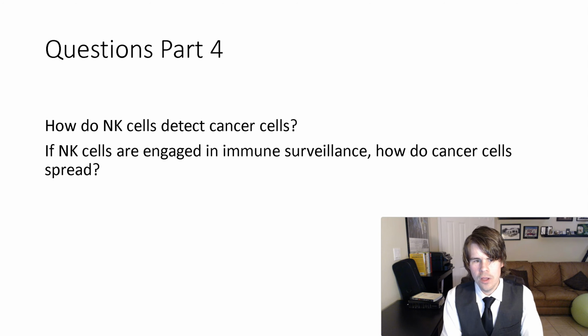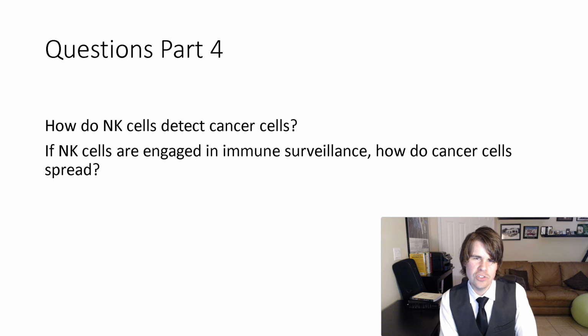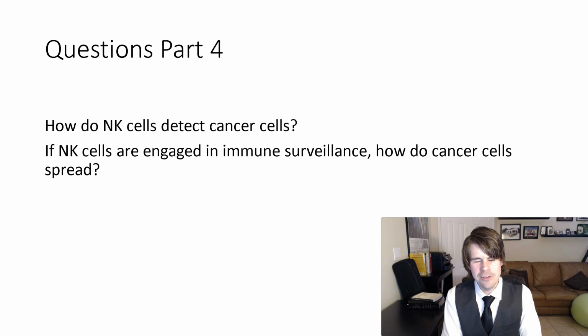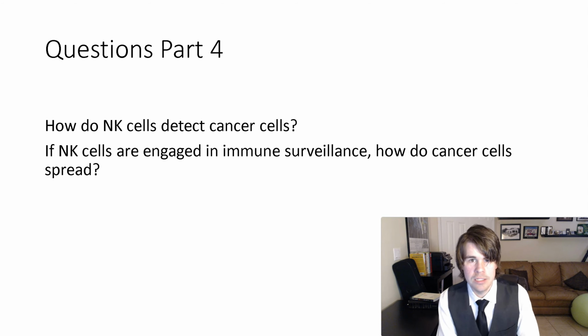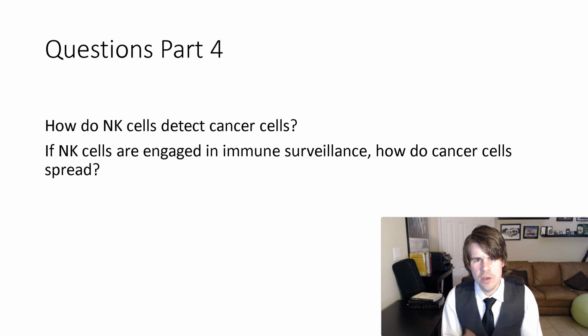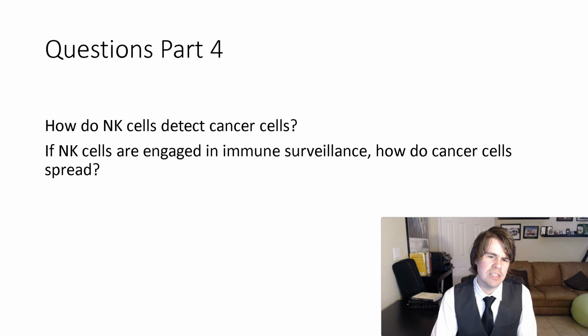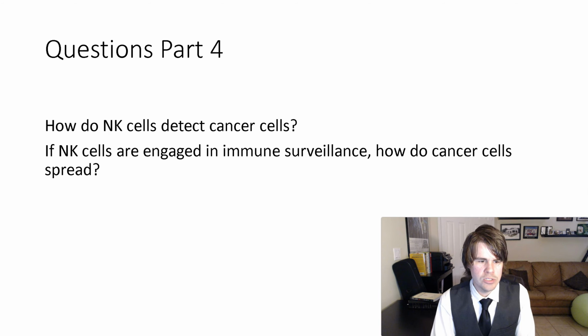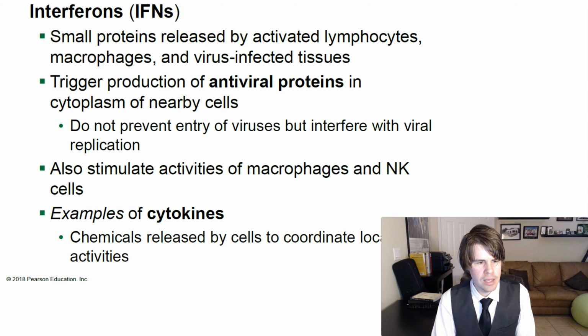So questions part 4, how do natural killer cells detect cancer cells? And then I want you to do a little research on the second question here, but if natural killer cells are engaged in immune surveillance, how do cancer cells spread then? Because we've known probably someone whose cancer spread, tragically. This is obviously dangerous, and sometimes healing can happen. Sometimes God decides to take that person home, hopefully if they're a Christian. But if natural killer cells are always monitoring this stuff, how do cancer cells evade that surveillance? I want you to do a little research with that and answer that for me.